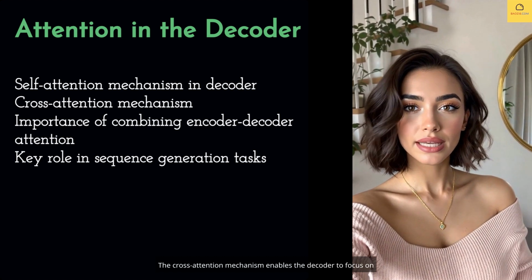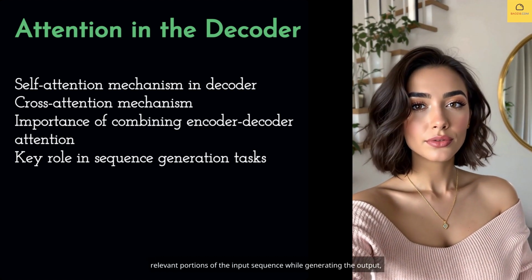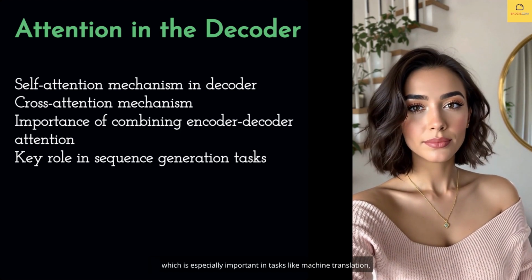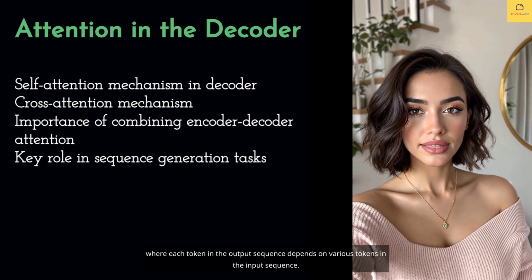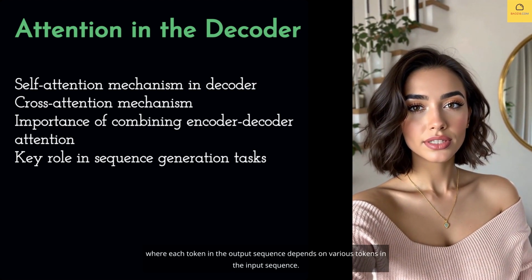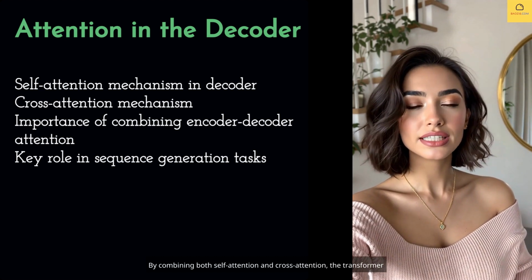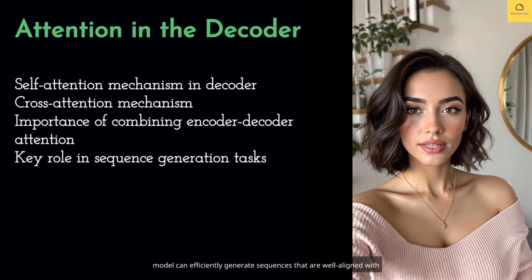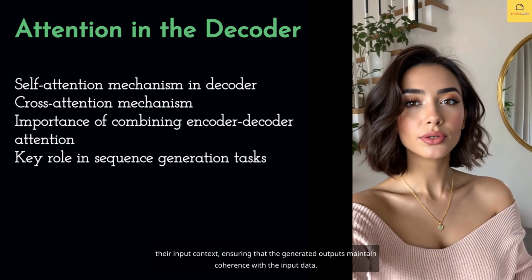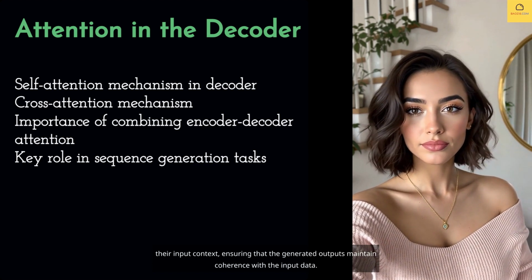The cross-attention mechanism enables the decoder to focus on relevant portions of the input sequence while generating the output, which is especially important in tasks like machine translation, where each token in the output sequence depends on various tokens in the input sequence. By combining both self-attention and cross-attention, the transformer model can efficiently generate sequences that are well aligned with their input context, ensuring that the generated outputs maintain coherence with the input data.